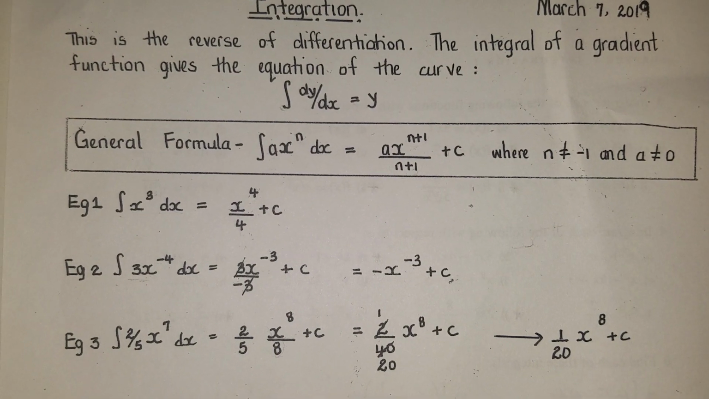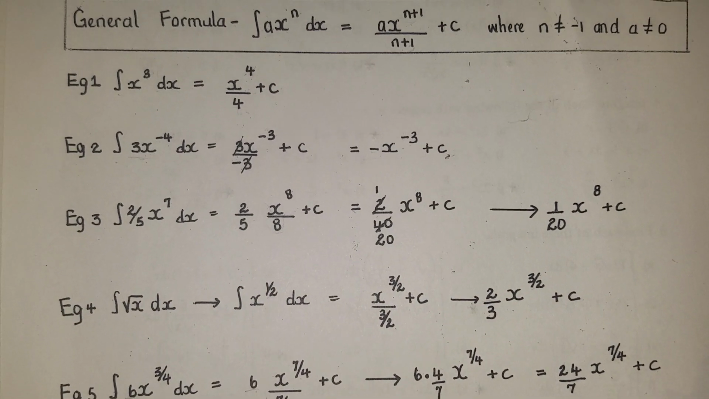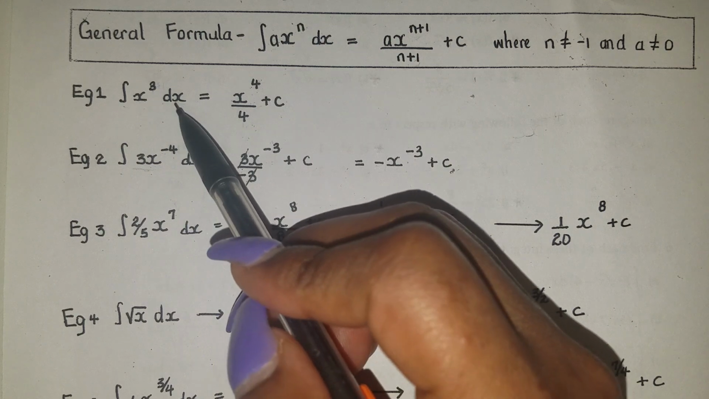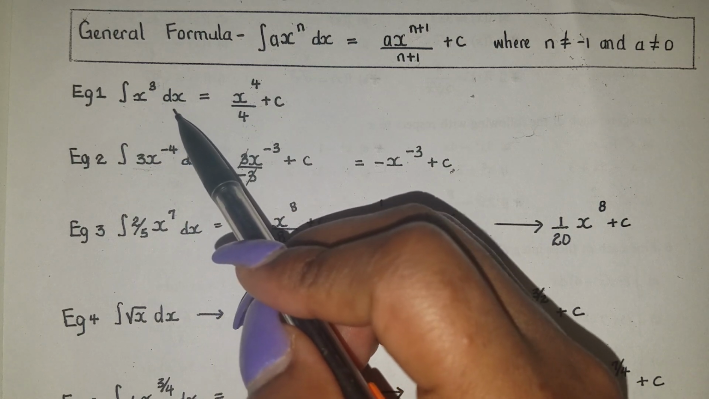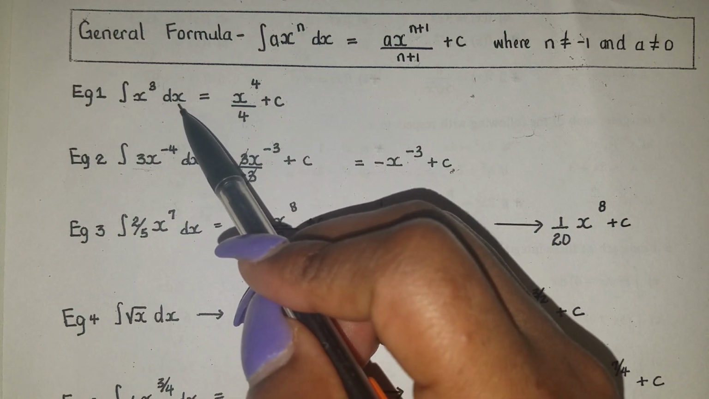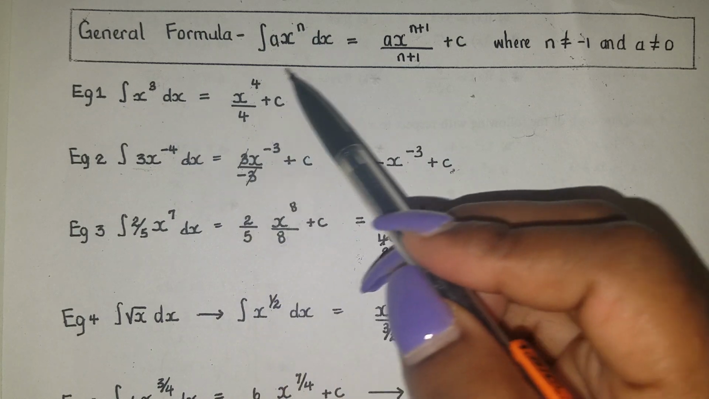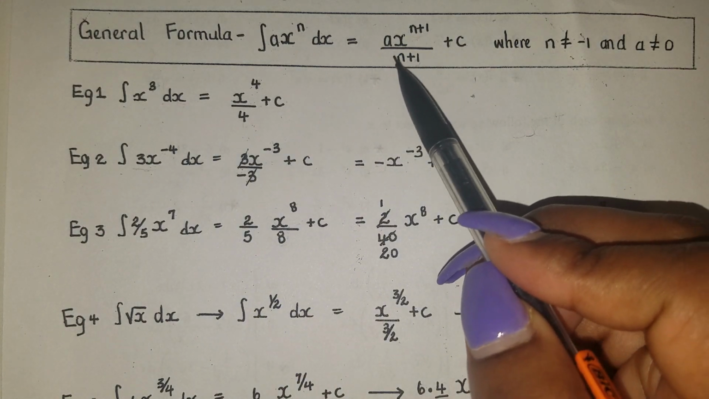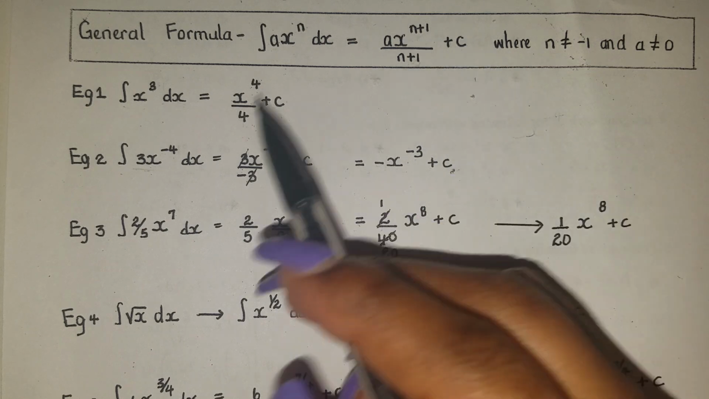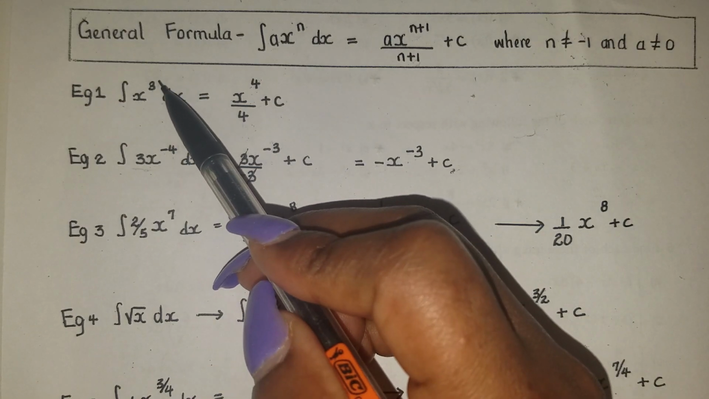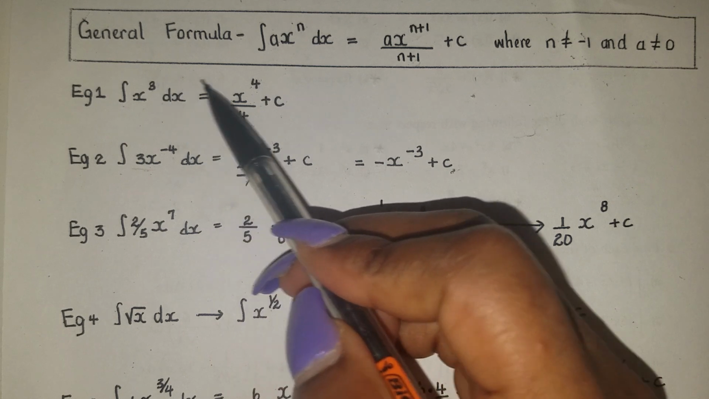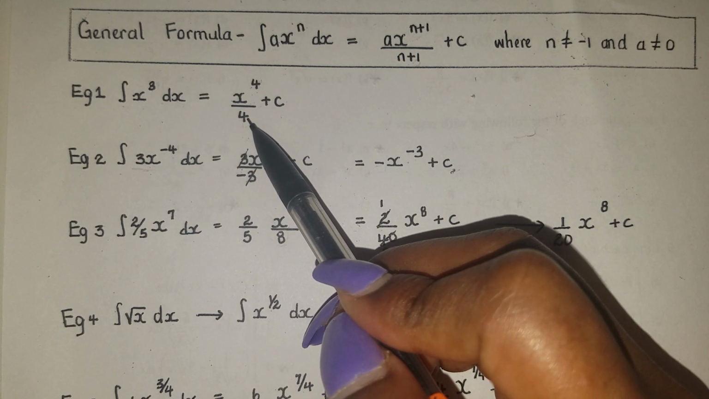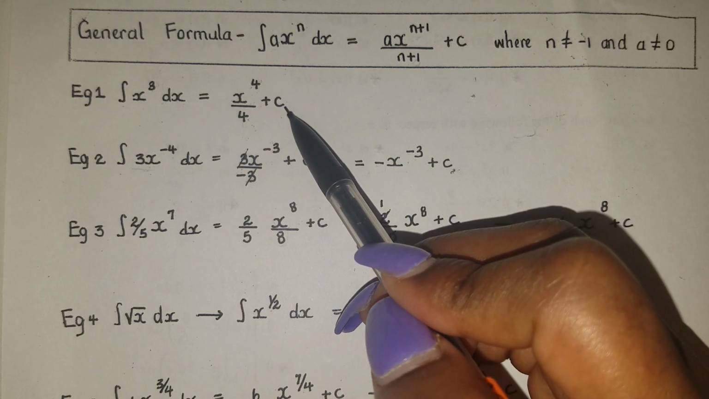Let's look at some examples. So we have the integral of x cubed dx. Now this dx simply means that we're integrating with respect to x. So following the formula, we're going to add 1 to the power, then divide by that answer and put a plus c at the end. So if we add 1 to 3, we get 4, and we divide by that 4. It's quite simple. We put a plus c at the end.